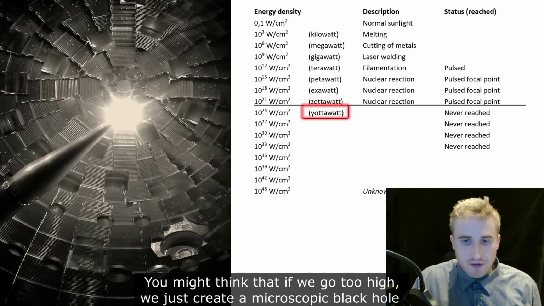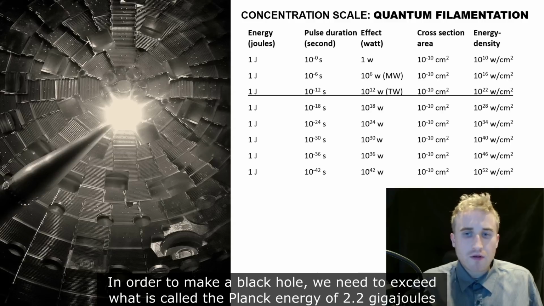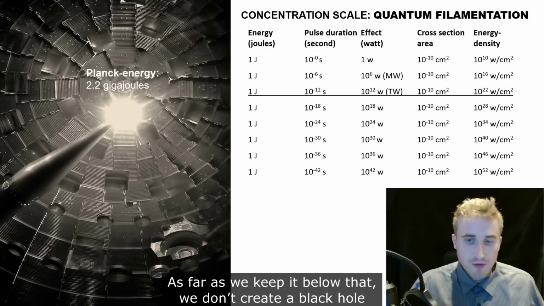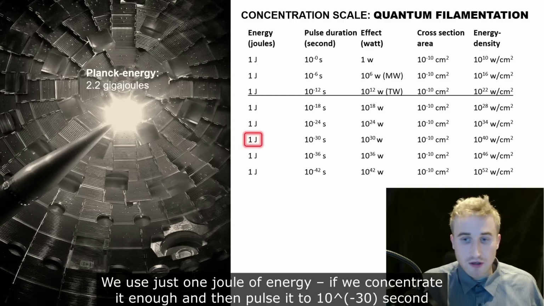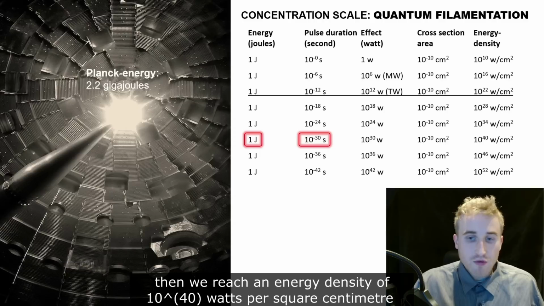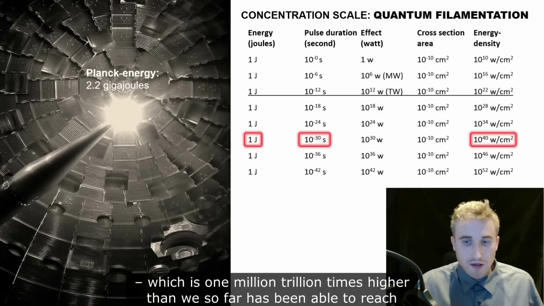You might think that if we go too high we just create a microscopic black hole, but that depends on how deep we pulse it. In order to make a black hole we need to exceed what is called the Planck energy of 2.2 gigajoules. As long as we keep it below that, we don't create a black hole. If we use just 1 joule of energy, concentrate it enough and then pulse it to 10 to the negative 30 seconds, then we reach an energy density of 10 to the 40 watts per square centimeter, which is 1 million trillion times higher than we have so far been able to reach.